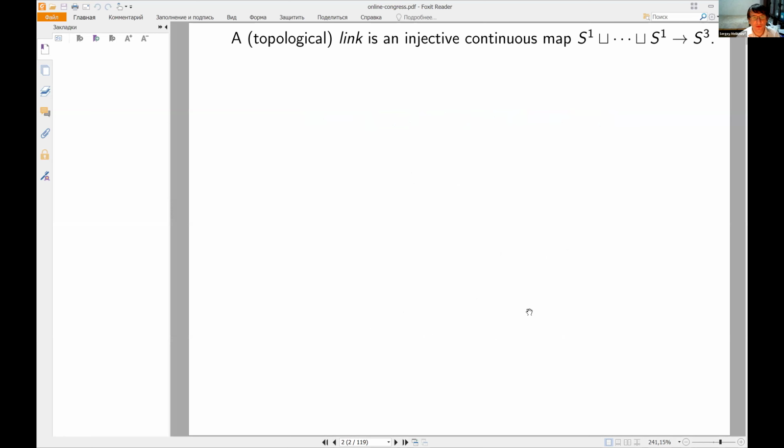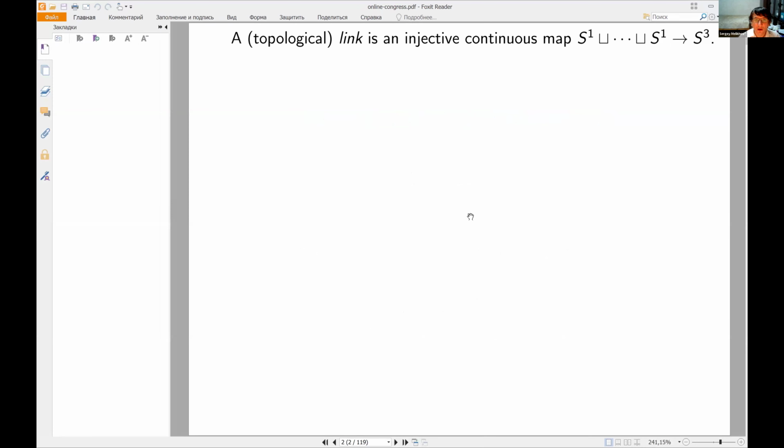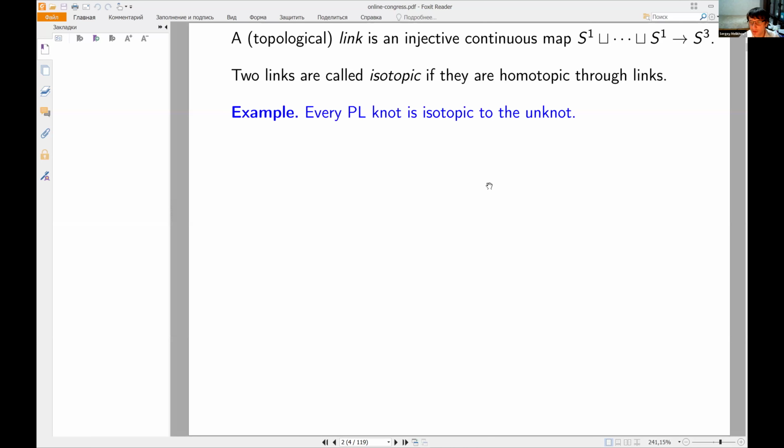Okay, so for today, I'm going to call by a link a topological link. That is an injective continuous map from a disjoint union of circles into S3. And two links are called isotopic if they are homotopic through links. So this is topological isotopy, and it can be a little bit unexpected that every piecewise linear knot is isotopic to the unknot in this sense.